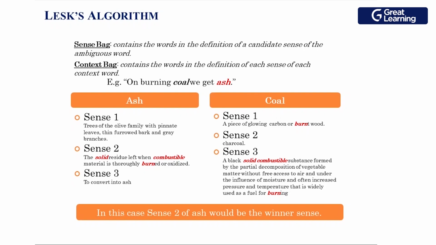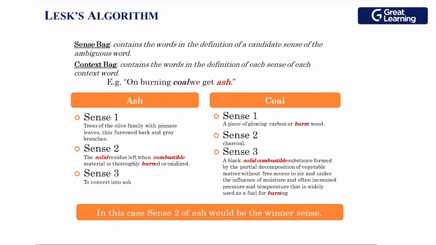So now if we go back and find a match with this context and this sense one, well, still there is not much match. I mean, if you see, there are not many useful words which will match here. Okay? But if you look for overlap between this sense 2 and this entire context, you see a lot of match. I mean, this solid which is here, combustible which is here, burn which is here, and so on.